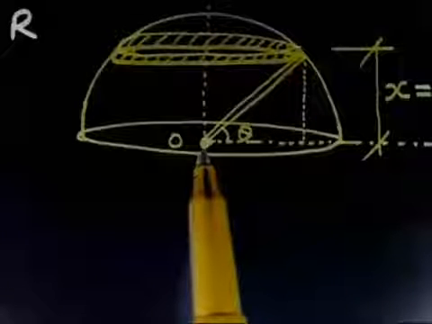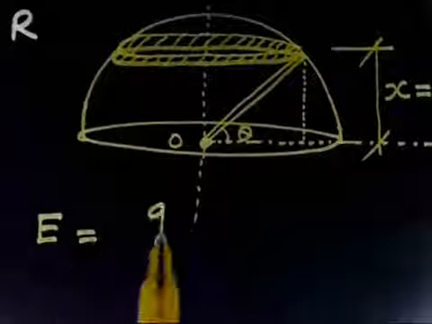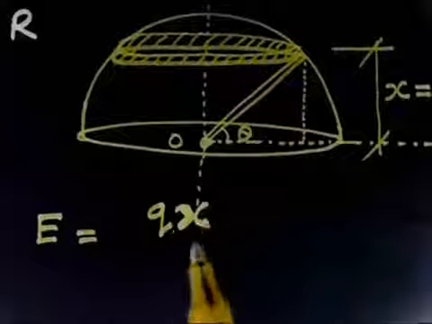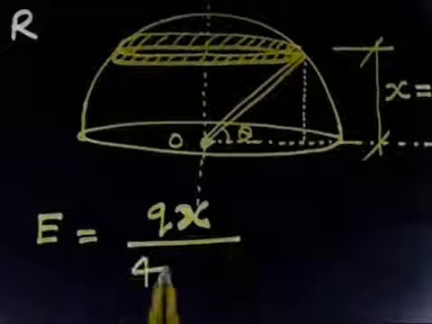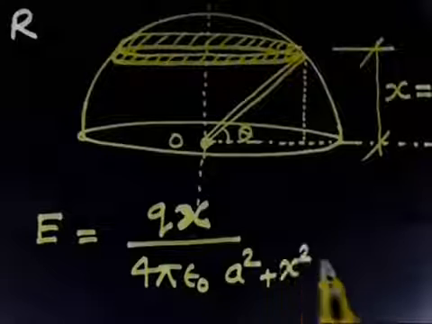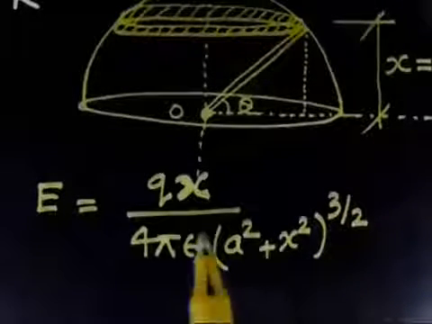Now I know this is my ring. If I have a ring, the electric field due to the ring at a distance x along its axis is given by q x divided by 4 pi epsilon naught times (a square plus x square) raised to the power 3 by 2. This result we have already derived. Here a is the radius of the ring and x is the distance.